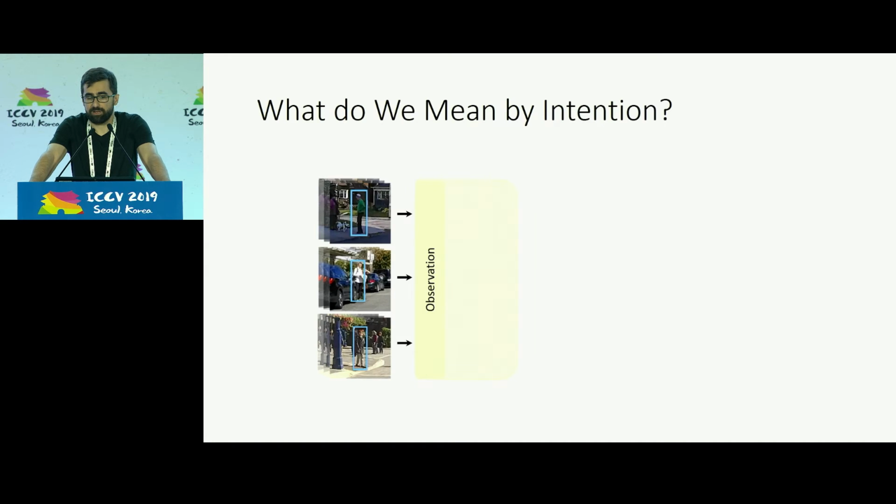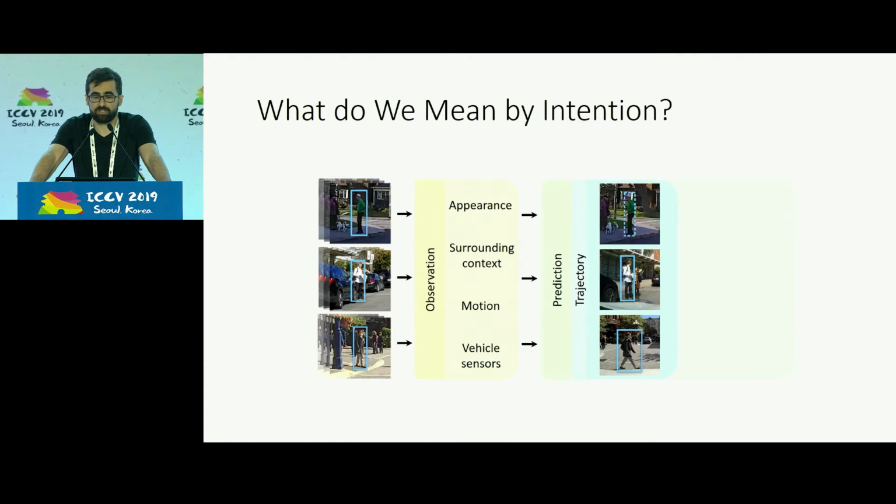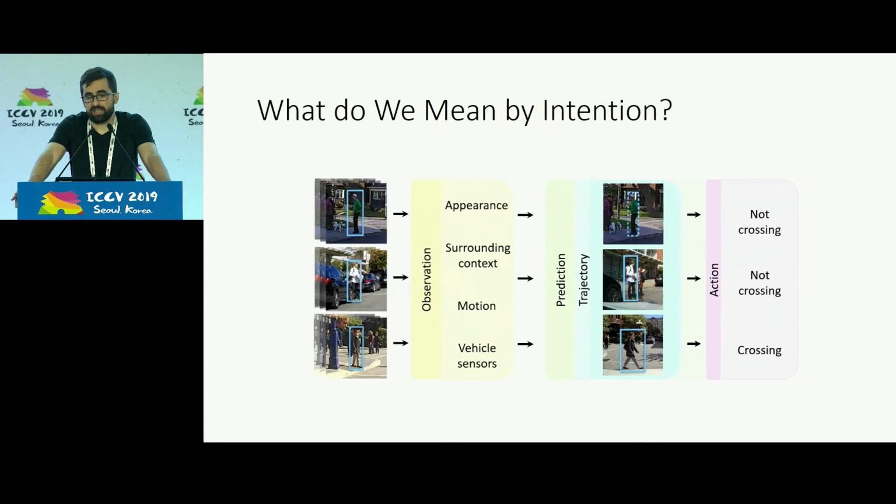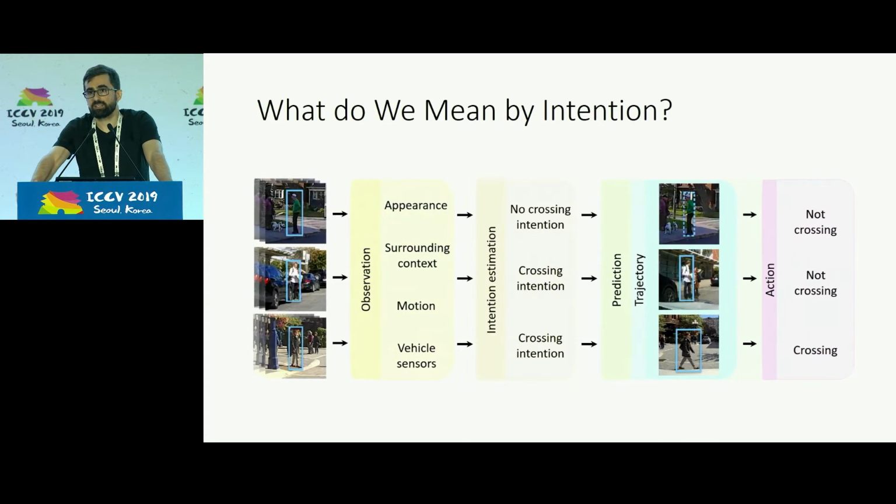Assume several pedestrians. We make an observation of their appearances, the surrounding context, their motions, and we also take into consideration the vehicle sensor information, based on which we make a prediction of their future trajectories or their actions. In this case, of course, we are interested to know whether they are going to cross in front of the vehicle or not. Given this scenario, we can consider intention as an intermediate step between observation and prediction.